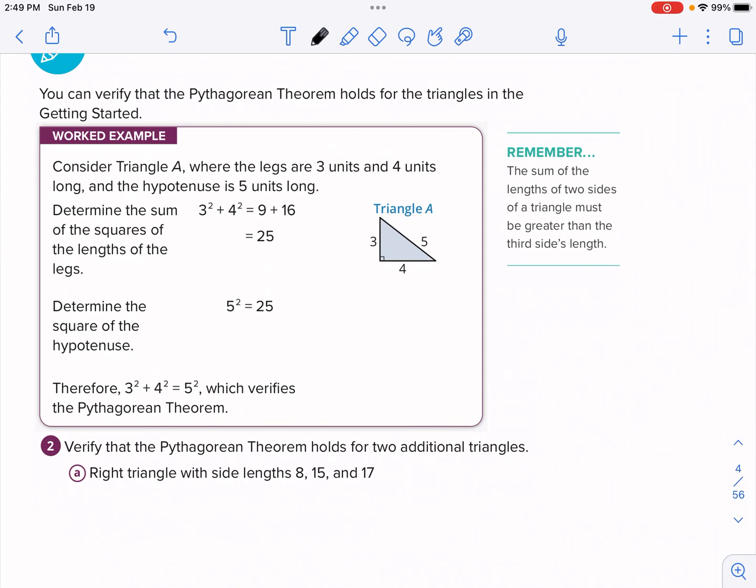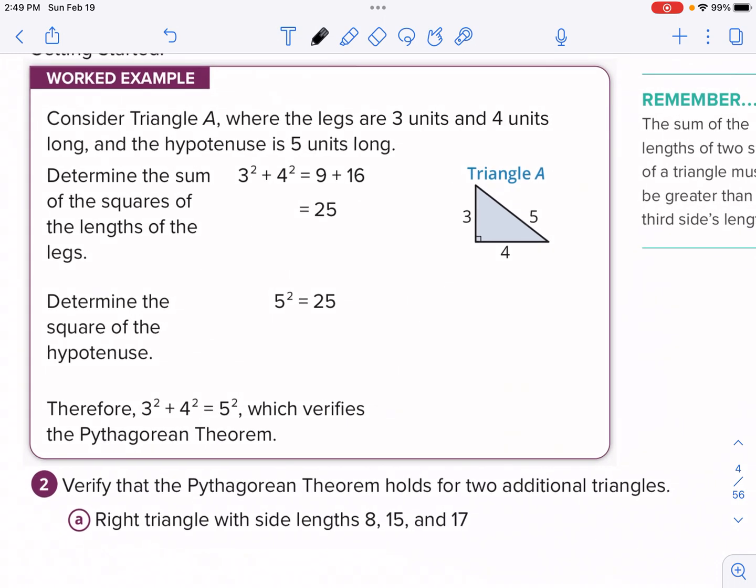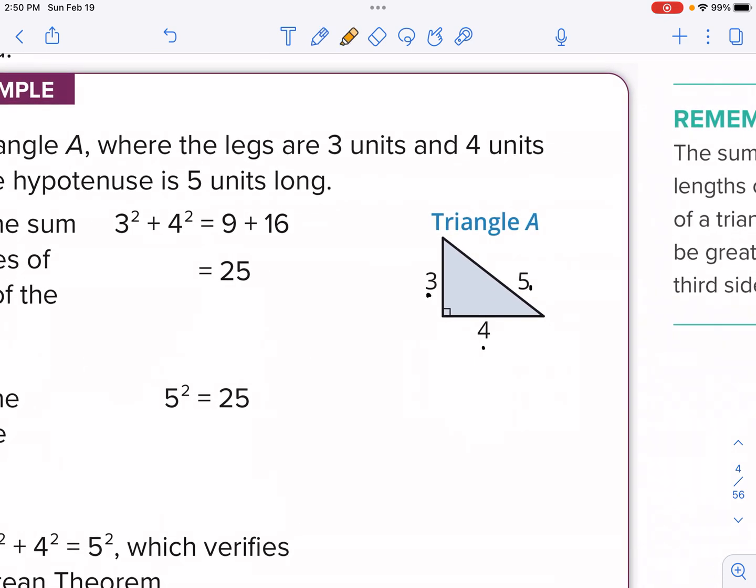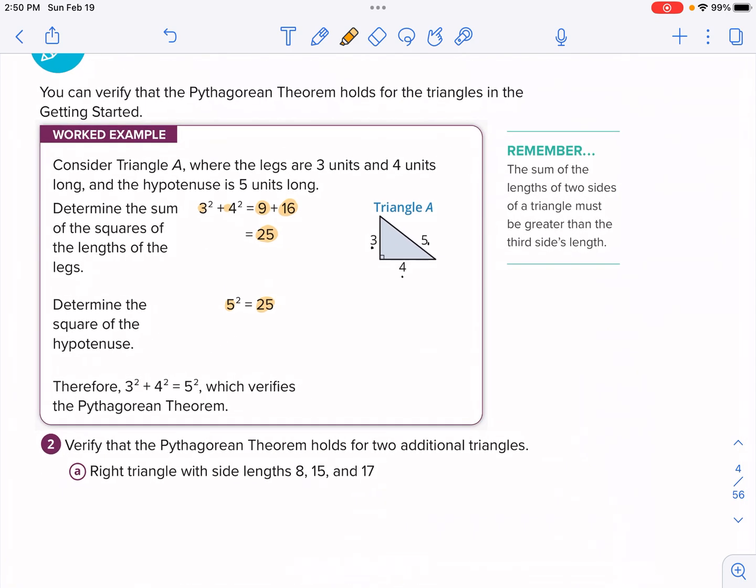All right, but let's look at the worked example on this last page, and then we're going to switch to the guided notes. Looking at this triangle, we have these side lengths of 3, 4, and 5. If you square 3 and 4, 3 squared is 9, 4 squared is 16, and if you add them, 9 plus 16 is 25. Now looking at the hypotenuse, which is 5, if you square that, it's also equal to 25. The last sentence here says, therefore, 3 squared plus 4 squared is equal to 5 squared, which verifies the Pythagorean theorem.